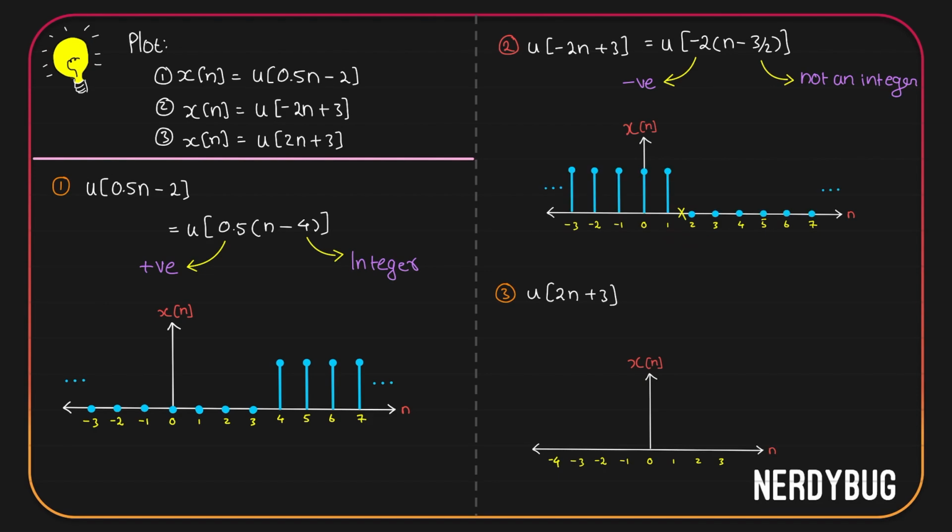Next question is to plot x of n, that is u of 2n plus 3. In standard form, this is going to be u of 2 into n plus 3 by 2. 2 is positive, so we get a right-sided signal, and 3 by 2 is not an integer. Since 2 is positive, we need a right-sided signal, and since we have plus 3 by 2 here, it should start from an integer next to minus 3 by 2. Minus 3 by 2 will be somewhere around here, and for a right-sided signal, we should start with minus 1.